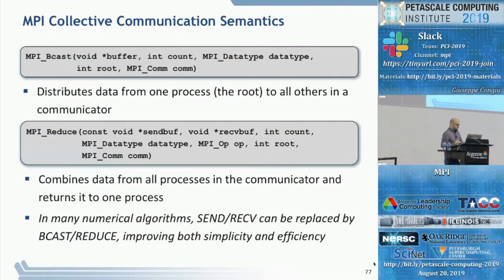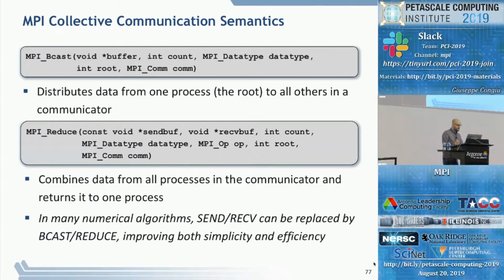As you can see from these two collective operations, they have no tag argument. This means that there is no tag matching, and this impacts the order in which you issue collective operations. Collective operations should be called in the same order by all the processes in the communicator. Otherwise, you have wrong behavior, and your application will block. You will have a deadlock.